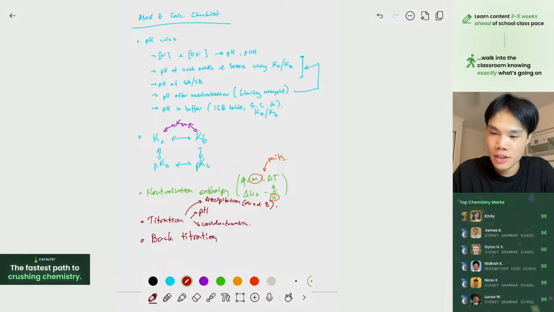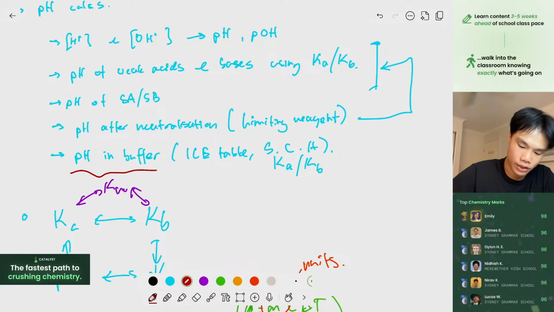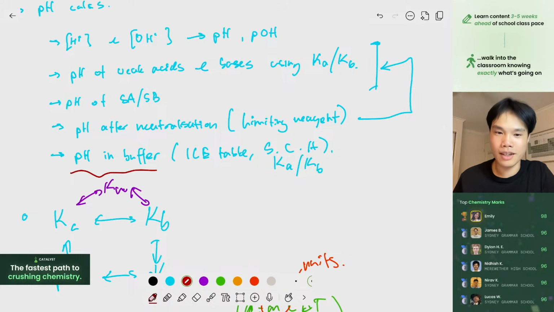User asks, how are ice tables related to pH? They're related to buffer calculations because it's the only way to solve them. Otherwise, you have to solve a quadratic, and NESA doesn't require quadratics for chemistry, which is nice.